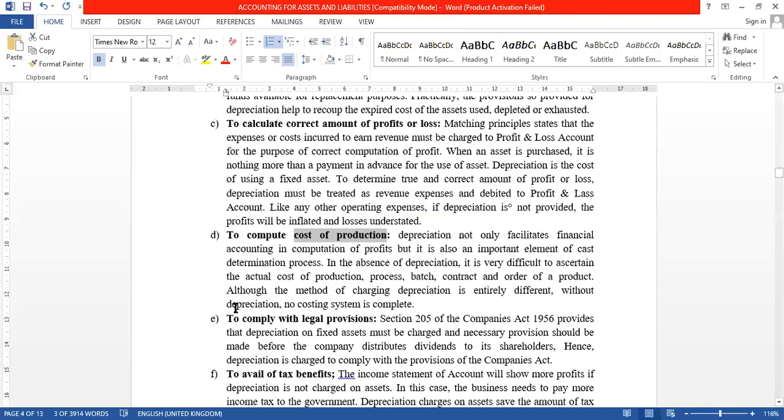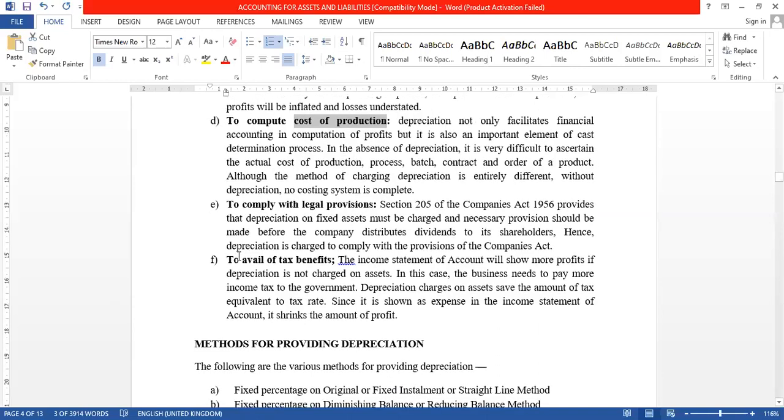Number 5, of course, to comply with the legal provision, because Section 205 of the Companies Act provides that depreciation on asset is necessary and therefore must be accounted for. Therefore, you must do that. Number 6 is to avail tax benefit.